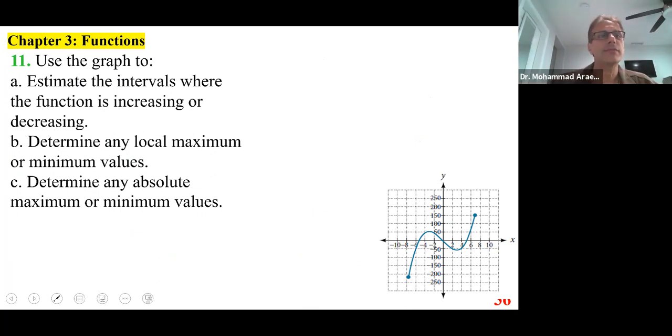We are given the graph. We want to estimate the intervals where the function is increasing, decreasing, local max, min, and so on. So this portion is increasing. This is decreasing, this is increasing. So increasing takes place from here to here roughly, and from here along the x-axis to here.